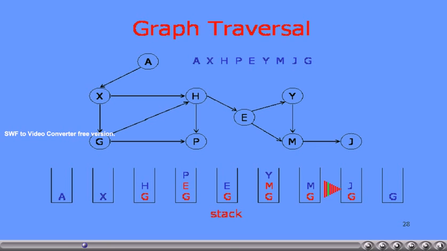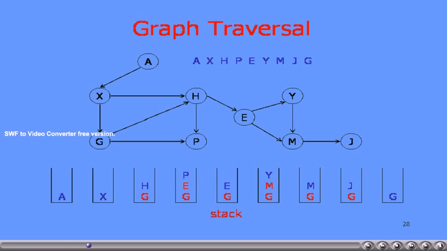Now J is popped from the stack, it will be marked as visited, and its neighbors are supposed to be pushed into the stack, but no neighbor is available for J, so nothing is pushed into the stack. Now G is popped out from the stack and it will be made as visited. By this time the stack became empty, thus we will come out from the program. So this way a stack is employed to traverse the graph in depth first manner.